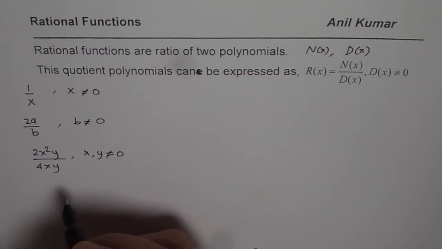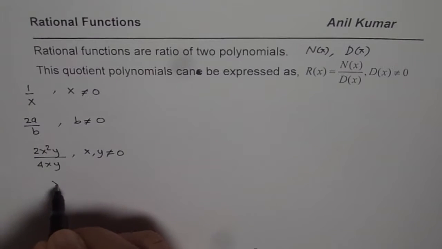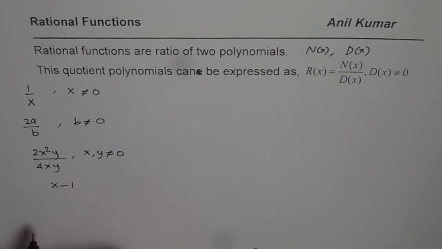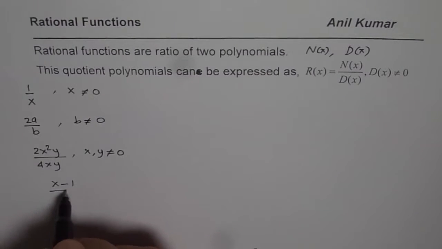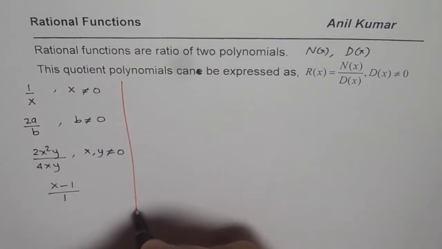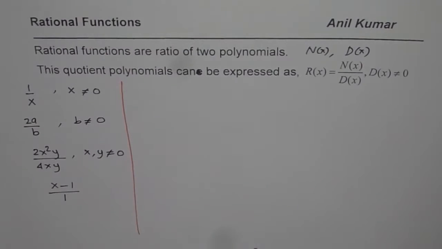Now, even if I write a function like x minus 1, it will be treated as a rational function. Why? I could write this as x minus 1 over 1. So this is also a rational function, right? Remember, even if I am writing a function without any denominator, we can always assume the denominator to be 1. So it becomes a rational function, correct? So all polynomial functions can be treated as rational functions in general, right? So that is what we can say.